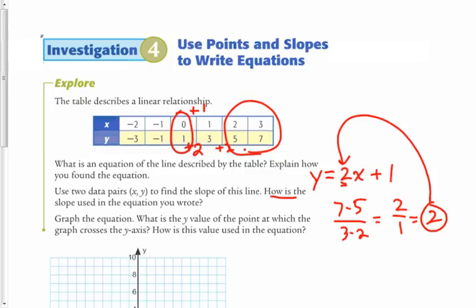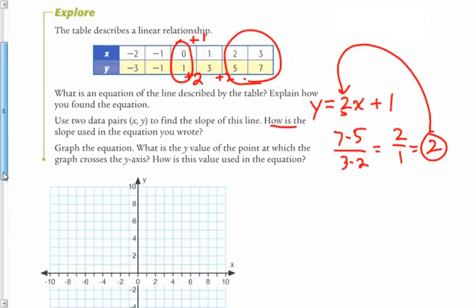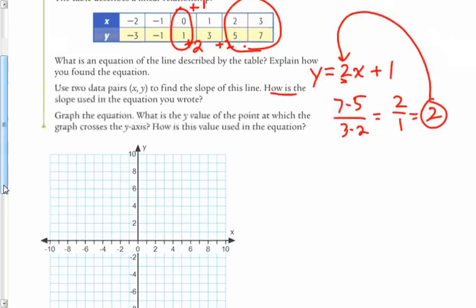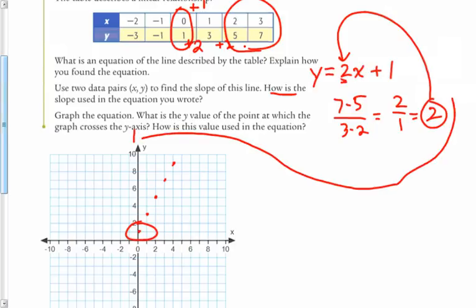Then it says, graph the equation. And if we graph that equation, we get points like this. And it says, what is the y value of the point at which the graph crosses the y-axis? And that's 1. And how is this value used in the equation? Well, that value is the constant term in the equation, the thing you add on there.